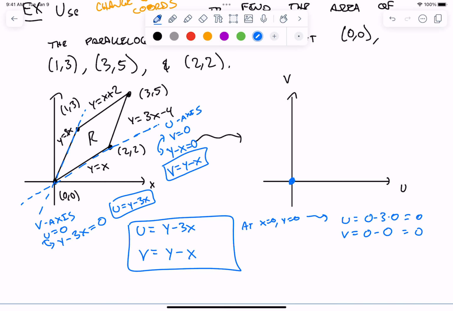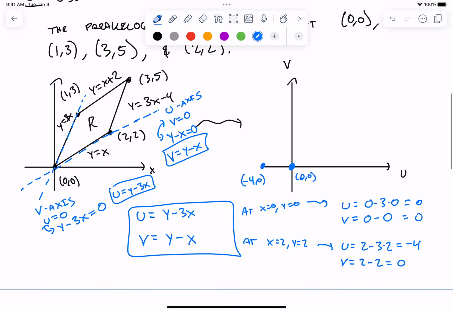Then let's plug in (2,2). So what do we get there? We get a new point. Here I get 2 minus 3 times 2 for u, and I get -4 and 0. That's what I get for that (2,2). So I actually get a point that looks like this, (-4,0), and (0,0). And we can keep going.